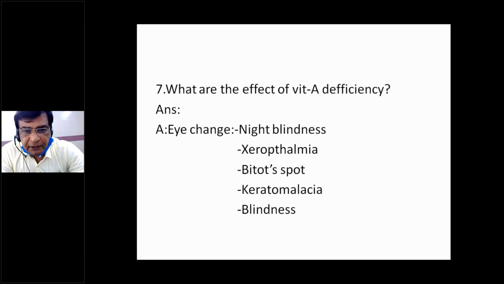What are the effects of vitamin A deficiency? Eye changes: night blindness, xerophthalmia, that is dryness of the conjunctiva, Bitot's spots. These are the whitish spots at the sclerocorneal junction, and keratomalacia, that is corneal ulcer, and ultimately blindness occurs.